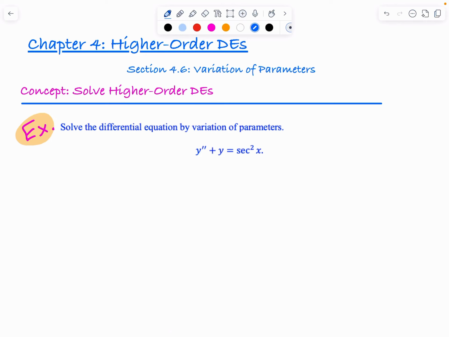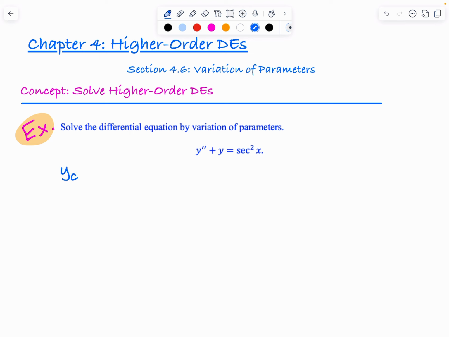This video will continue our discussion of section 4.6. This is variation of parameters with another example. So I see that on the left side, we have constant coefficients. On the right side, we have a function now. So this is a non-homogeneous diffy-q.